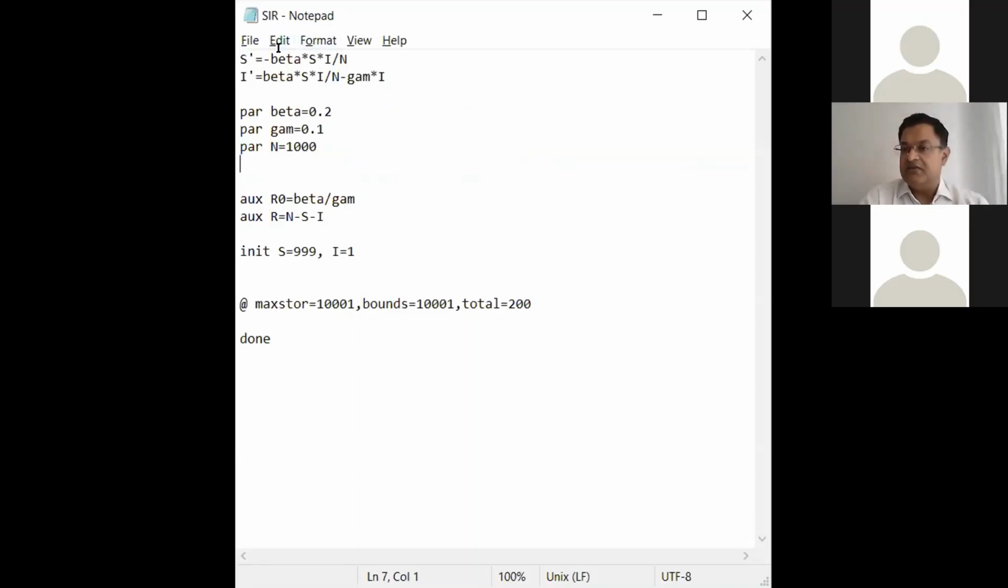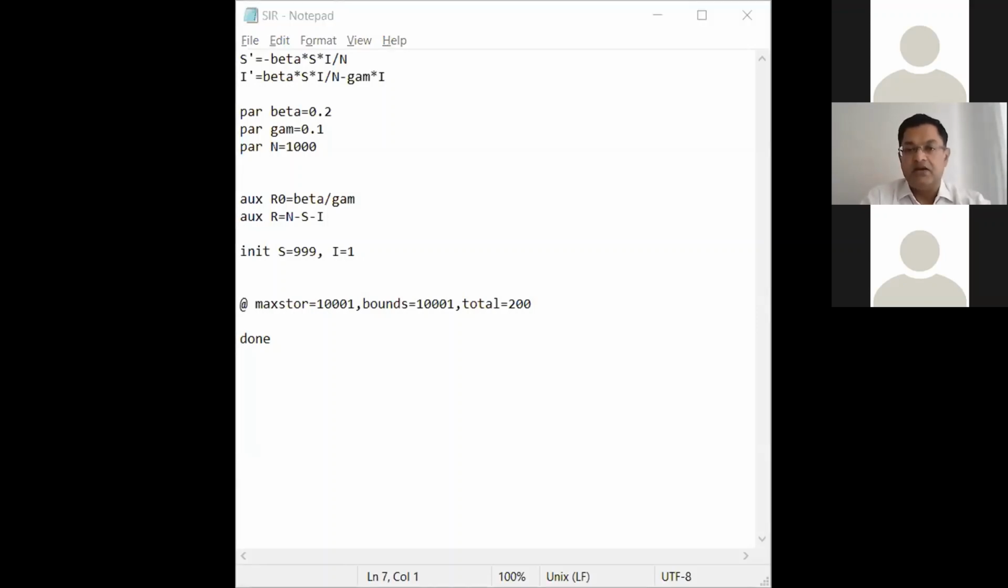And this is a very straightforward script. And I'm writing it for this program called XPPAUT. And you can see that S prime is minus beta times S times I divided by N. I prime, which is dI/dt, is beta times S times I by N minus gamma I. And I've listed out a bunch of parameters. The size of my population, N, is 1,000. I'm taking a relatively small population. Let's say a community of 1,000 people. I'm also going to initialize S to be nearly all of the population and one infected individual at the beginning.